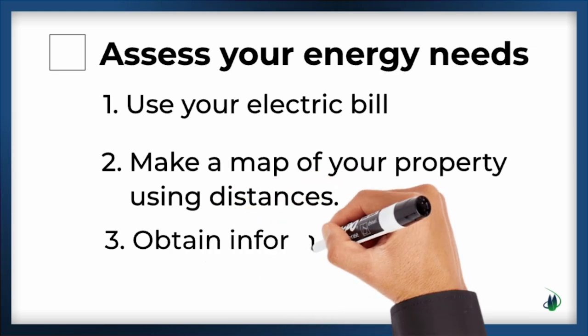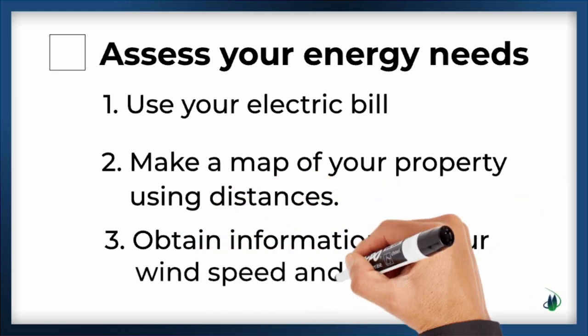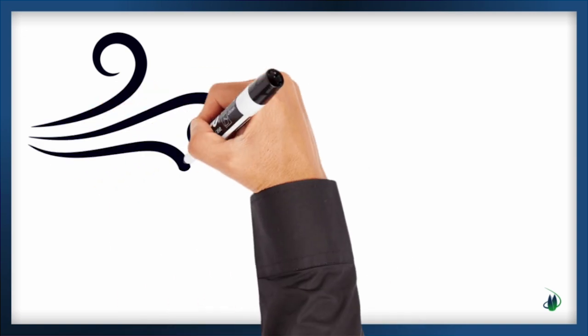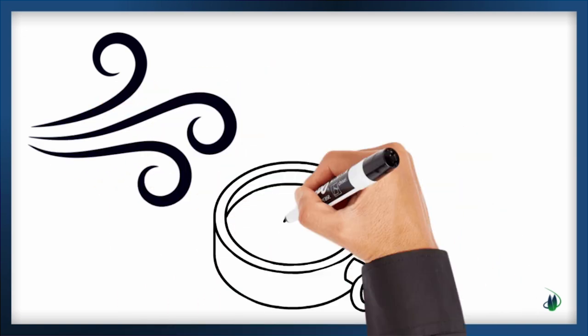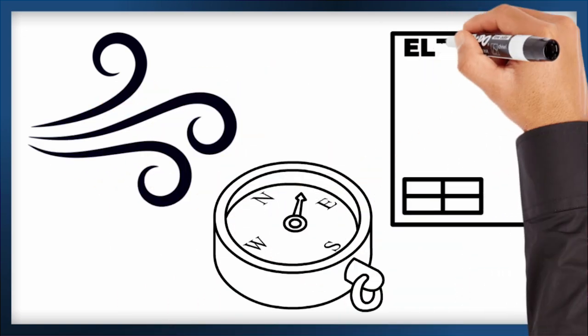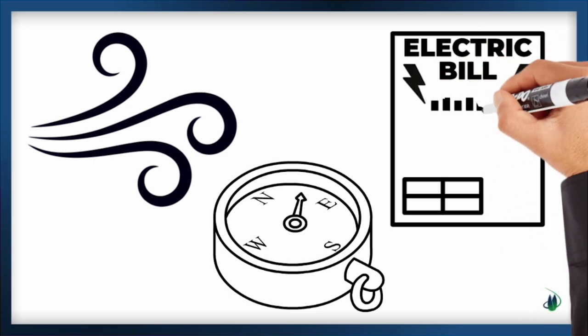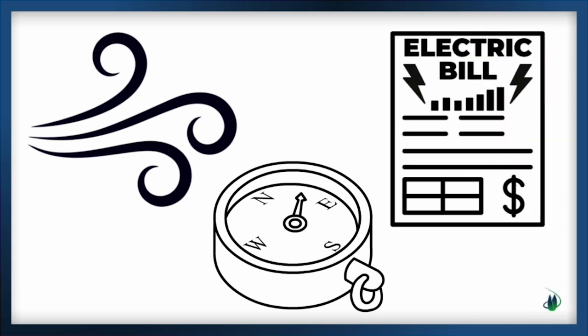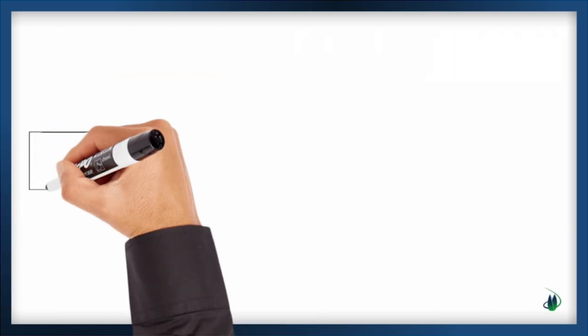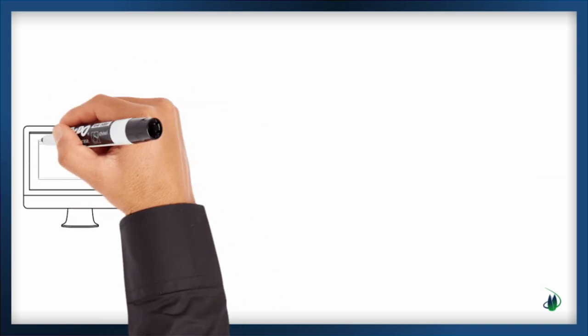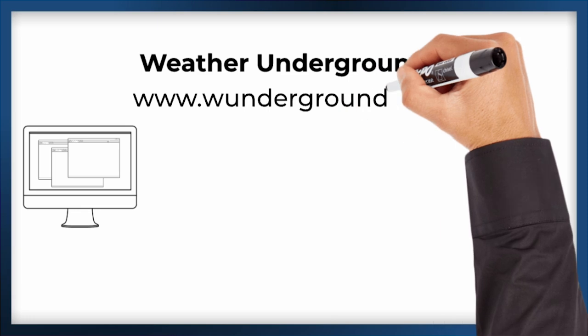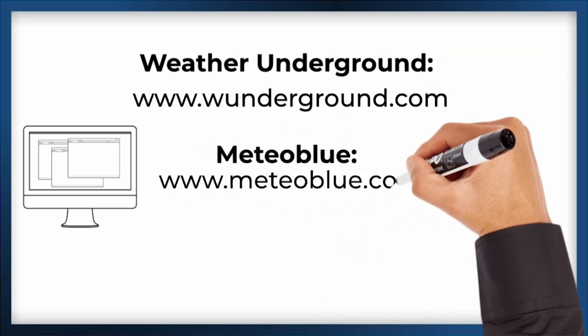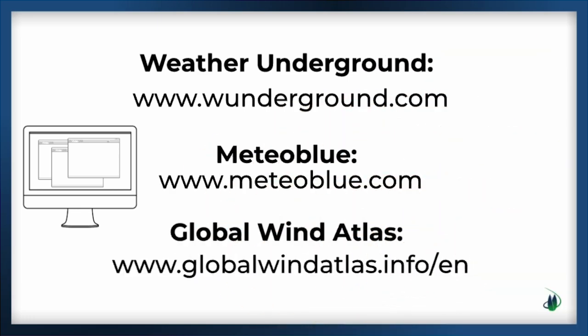Finally, you need to obtain information on your wind speed and direction. For these wind projects, looking at the wind speed and direction in isolation is not sufficient. The combination of what you know about your property as well as the average wind speed and direction is invaluable. No single resource is perfect, so we recommend looking at several. Examples include Weather Underground, MeteoBlue, and Global Wind Atlas.